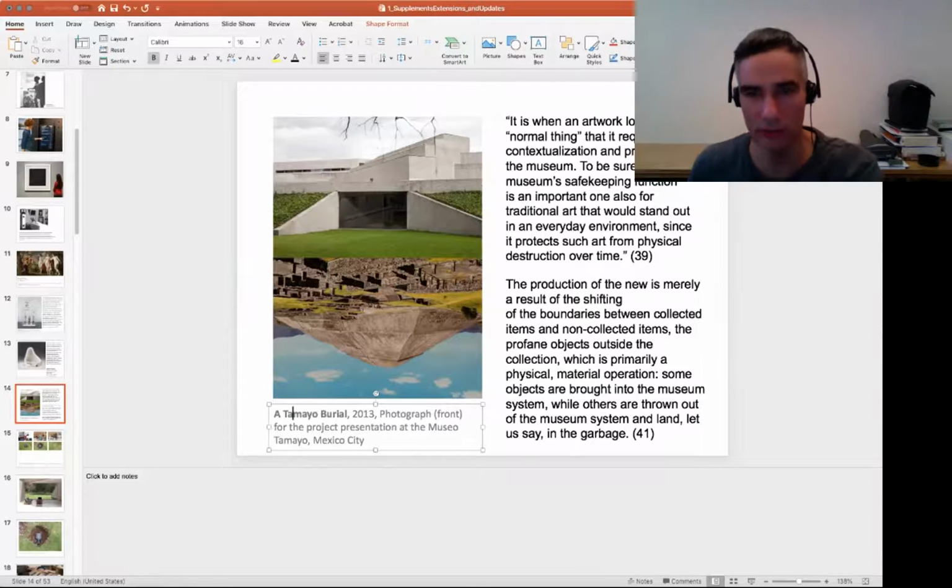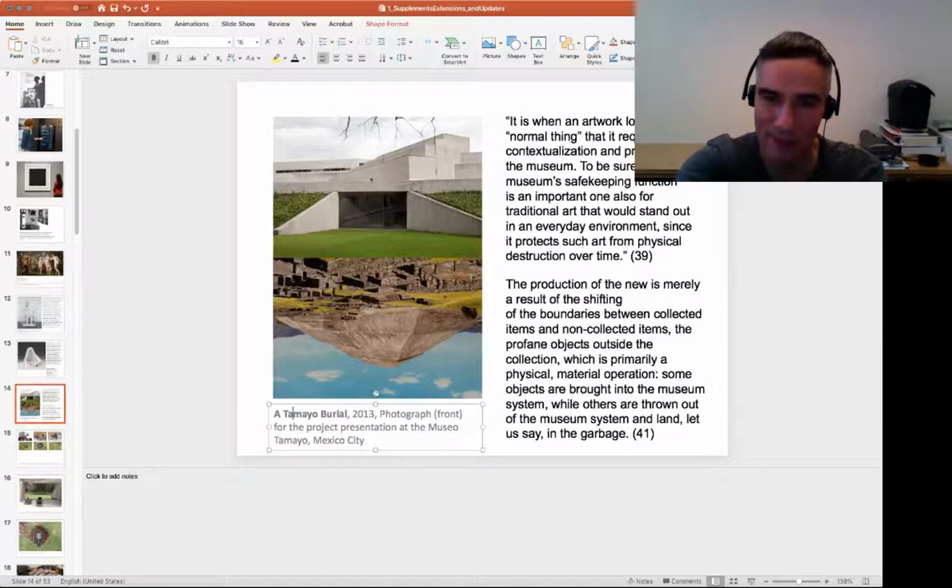So there's a notion of materiality, which was a thing I wanted to bring up, that the institution is designed to consider the future and preserve objects. We know this. The production of the new is merely a result of the shifting of the boundaries between collected items and non-collected items.